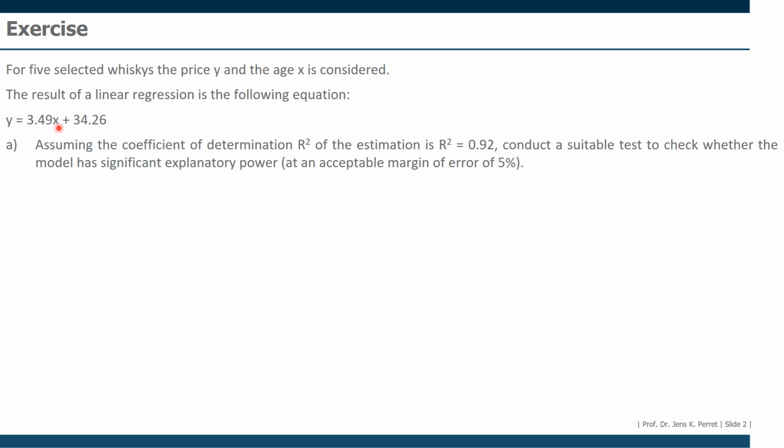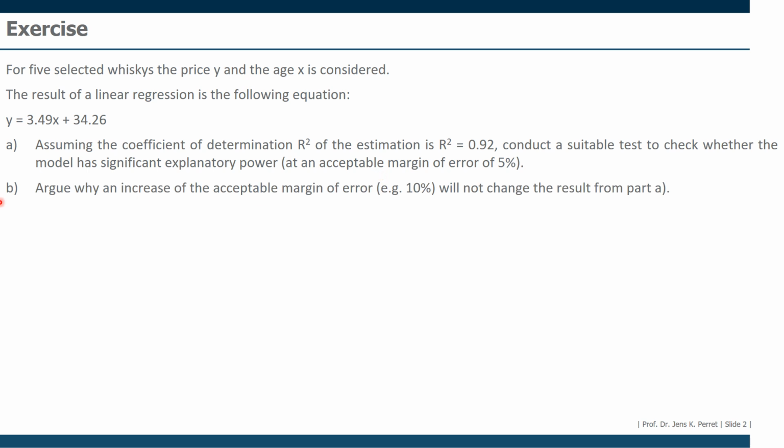Our first task: assuming the coefficient of determination R squared of the estimation is R squared equal to 0.92, conduct a suitable test to check whether the model has significant explanatory power, at an acceptable margin of error of 5%. The second part: argue why an increase of the acceptable margin of error, for example to 10%, will not change the result from part A. So let's do first off the part A.